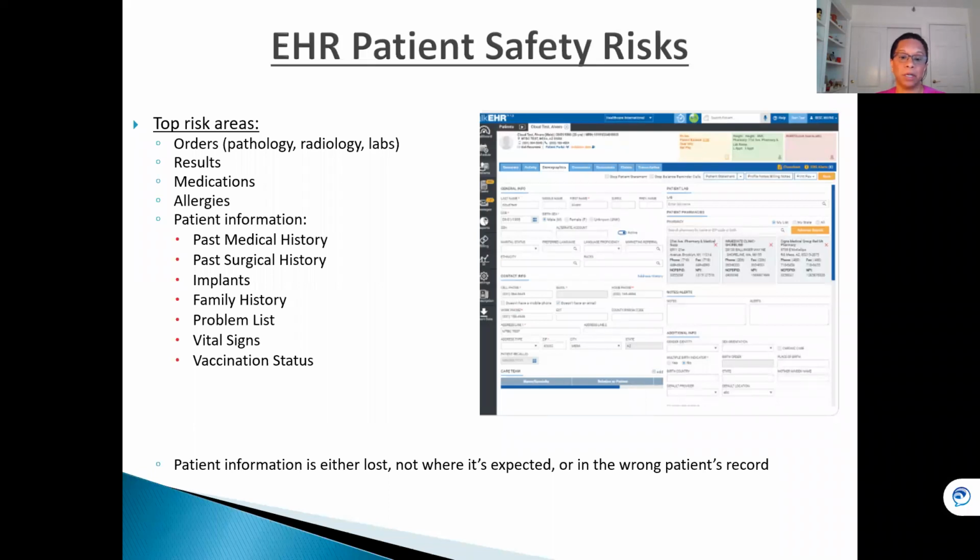And what are those top areas of risk? So orders. So we're talking labs, radiology, pathology. Again, it goes back to delays or failures in diagnosis, right? Results didn't come back. They went to the wrong patient's chart. Medications, that's our area of focus, right? I ordered the wrong med, the wrong dose, the wrong dosage form. The instructions fell off when you document it and hit save. And there's several others. There's a huge list of potential safety risks within an EHR. But, family history, vitals, vaccination status, implants, and so forth.